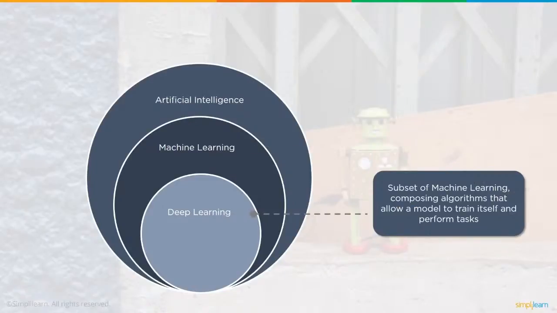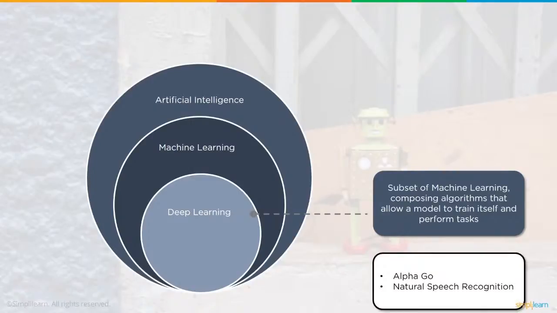And then deep learning, which is a subset of machine learning, composing algorithms that allow a model to train itself and perform tasks. AlphaGo and natural speech recognition are a couple of examples. Deep learning is associated with tools like neural networks, where it's kind of a black box. As it learns, it changes all these things that we, as humans, would have a very hard time tracking. And it's able to come up with an answer from that.